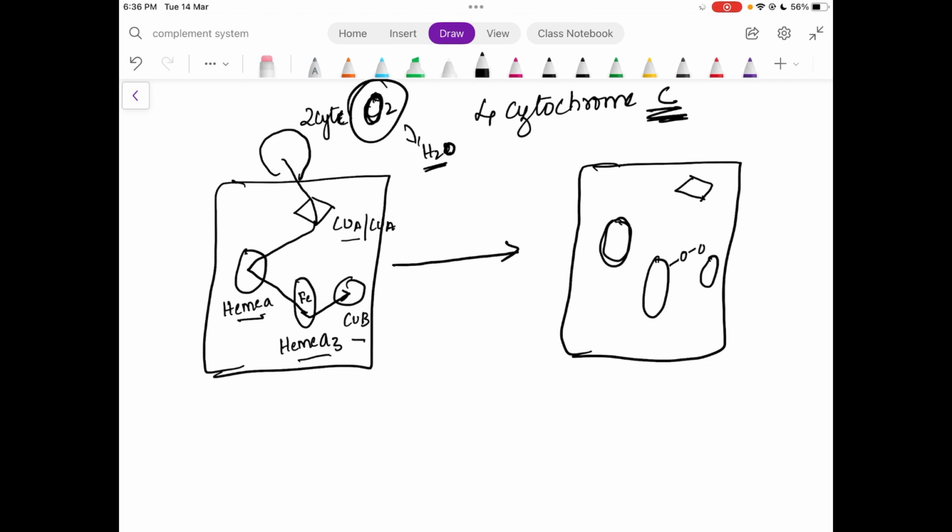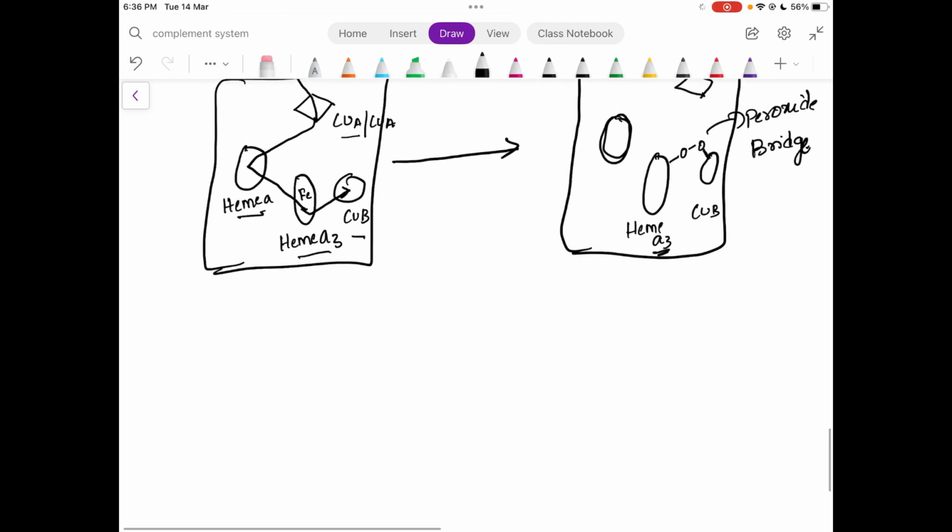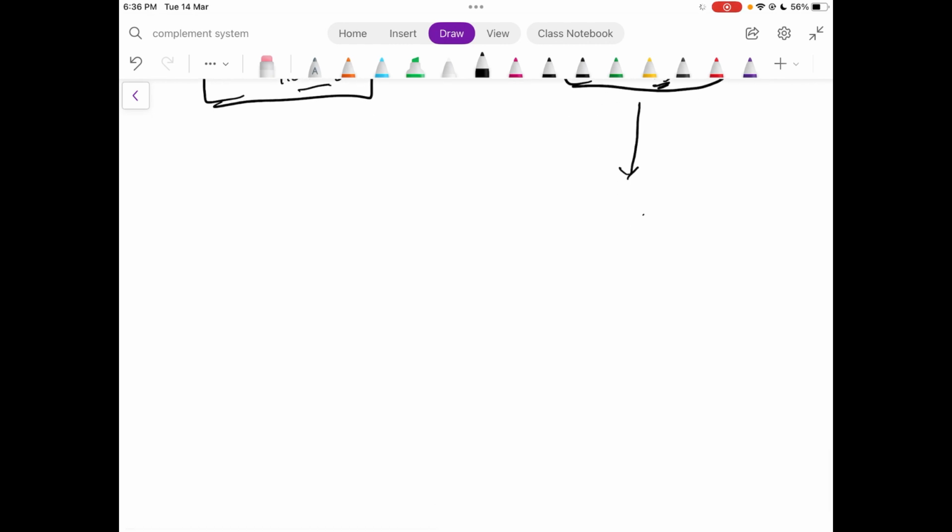There is a peroxide bridge formation between copper B and heme A3. This is called a peroxide bridge. After that, again 2 cytochromes are utilized.